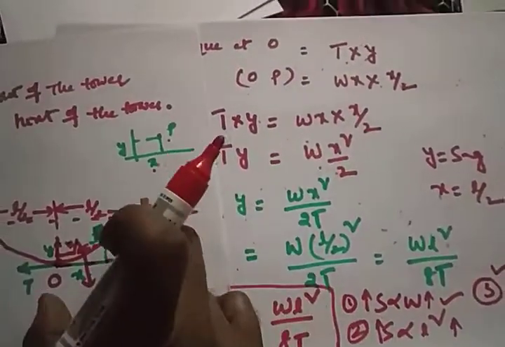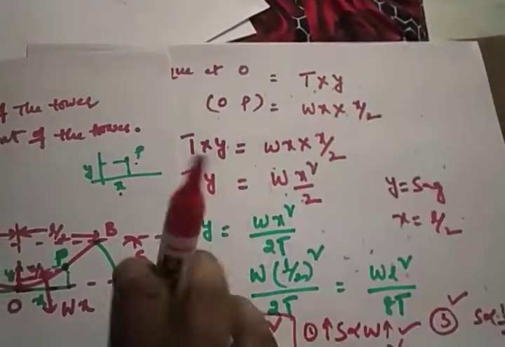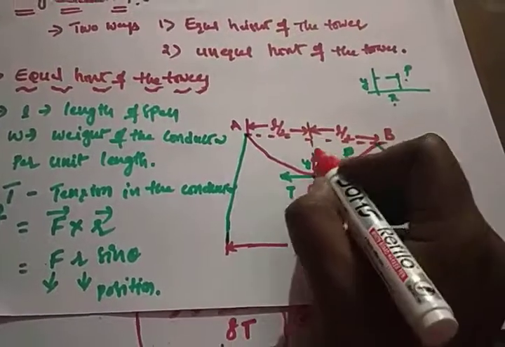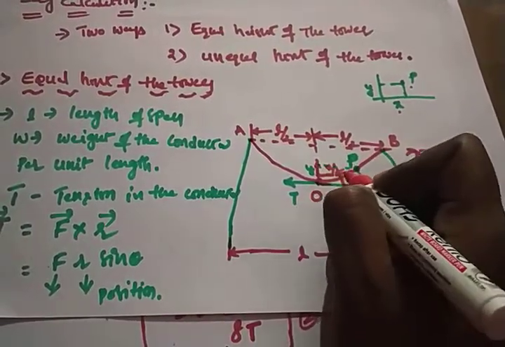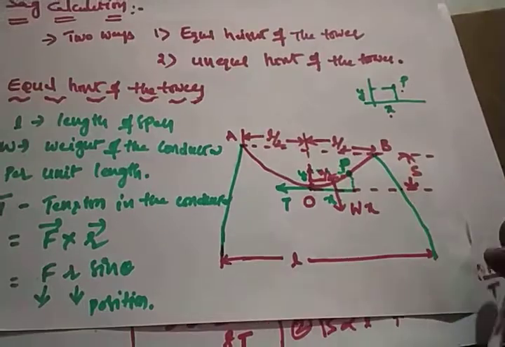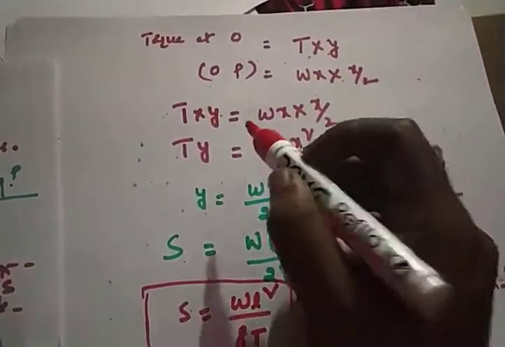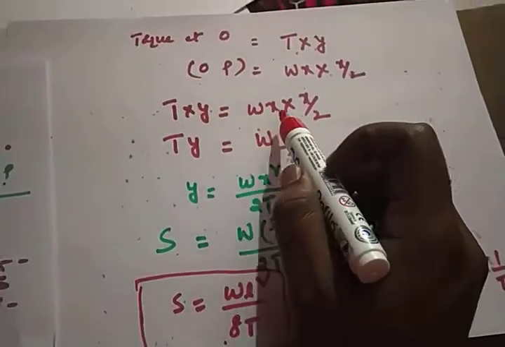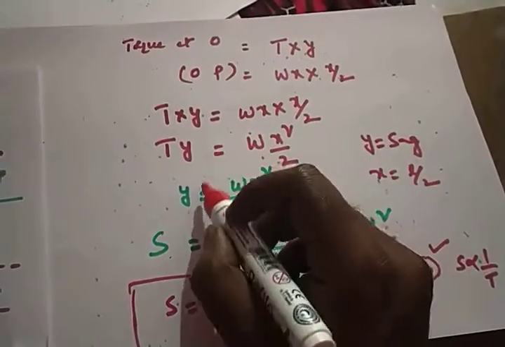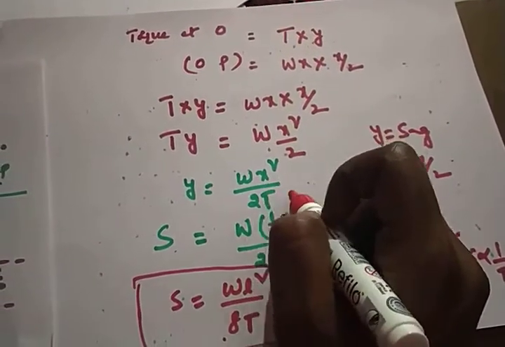Now another portion, OP. At the midpoint you have one force. So what is that force? Wx. What is the position vector here? The position vector is x by 2. So Wx into x by 2. These two torques are going to be equal. So Ty, that means tension into y, is equal to Wx into x by 2. From that, y is equal to Wx square by 2T.